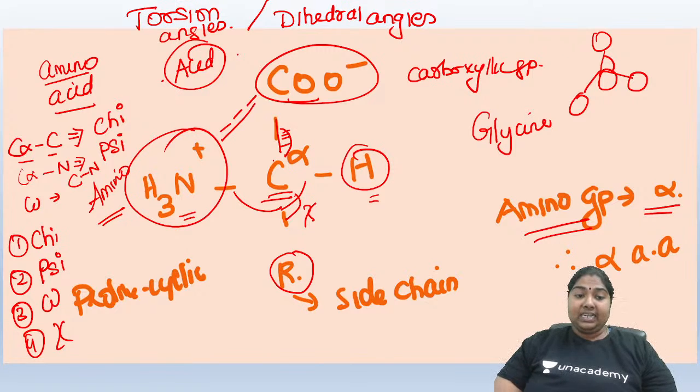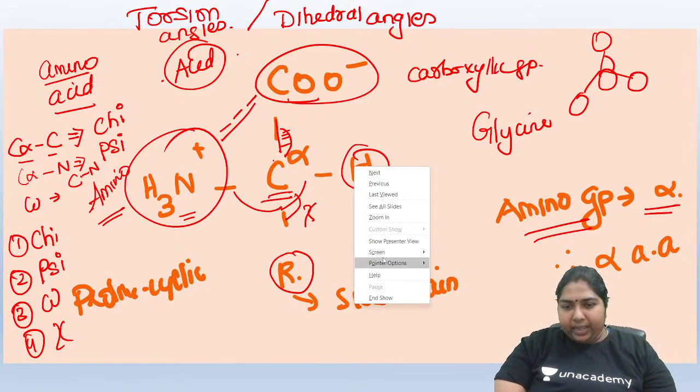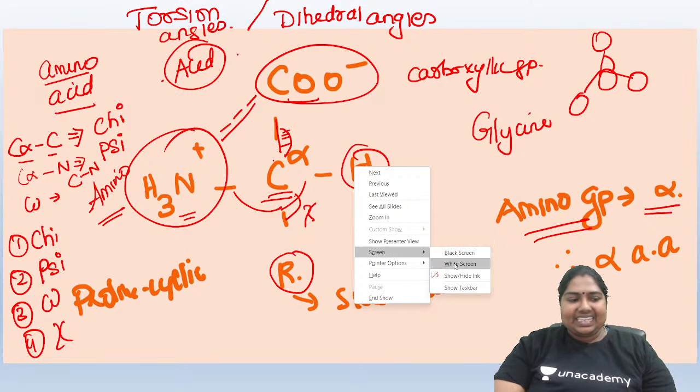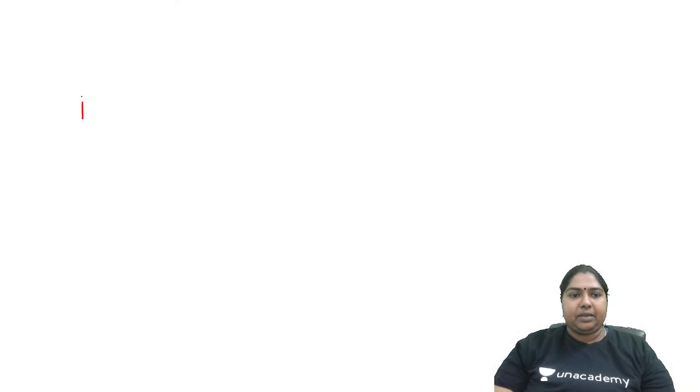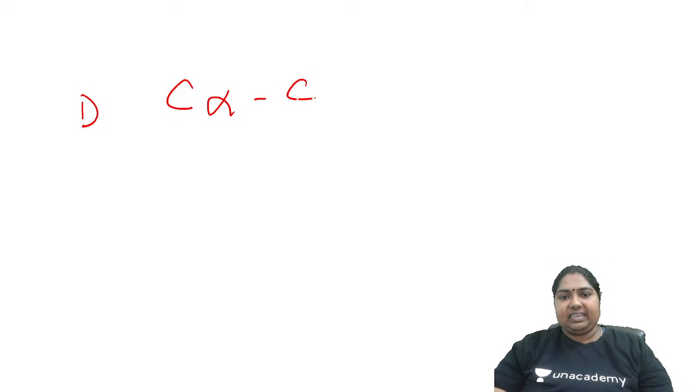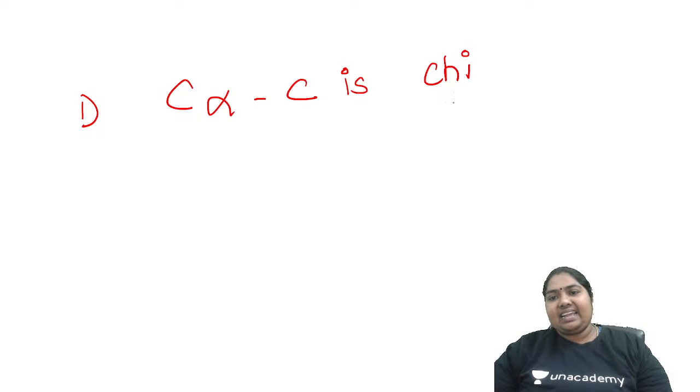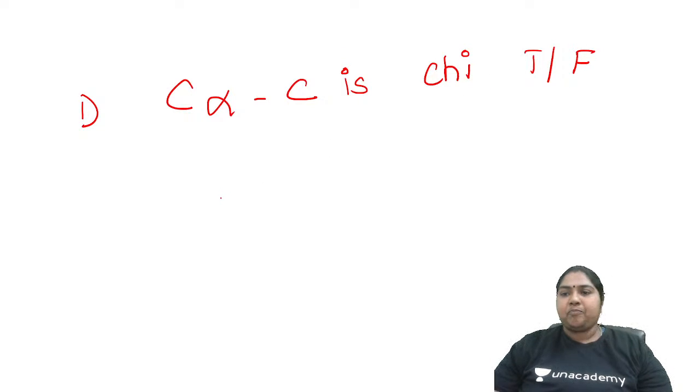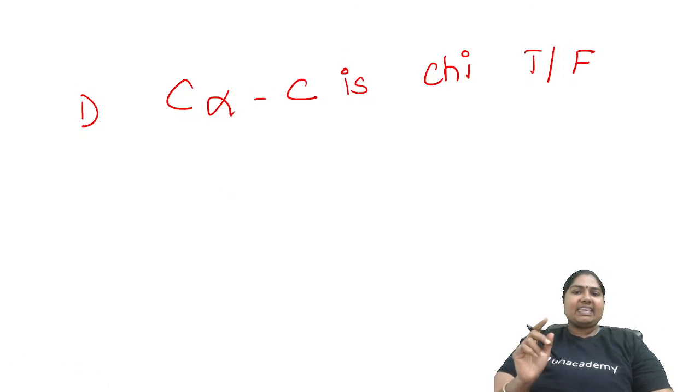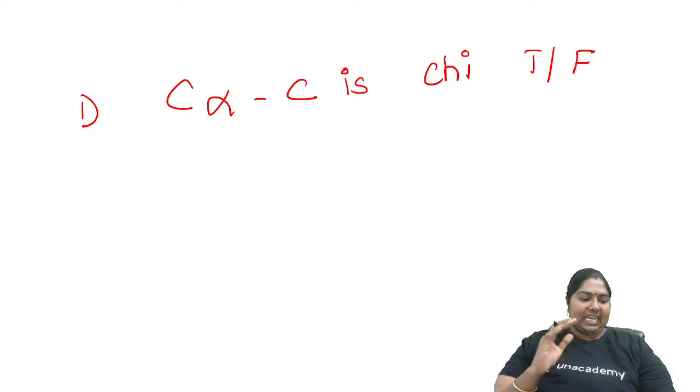Okay, so we have learnt 4 angles. Everybody is ready? Shall we make a quick recap of the 4 angles? Shall I ask you true or false? You will reply to me. Be ready with your comment box. C alpha C, I say that it is going to be a boring psi angle. True or false? If true, type T. If false, type F. Come on everybody in the class.